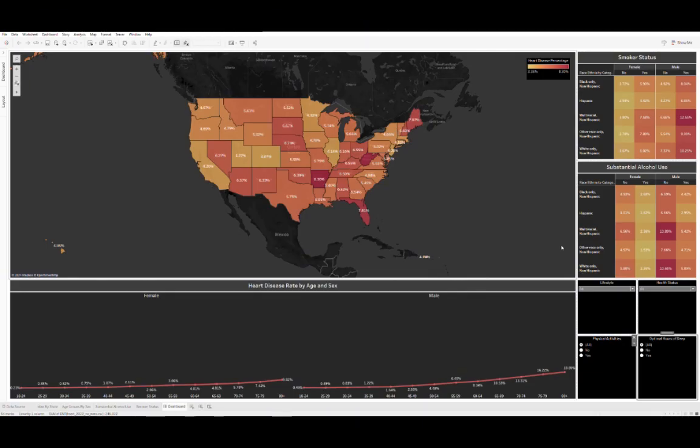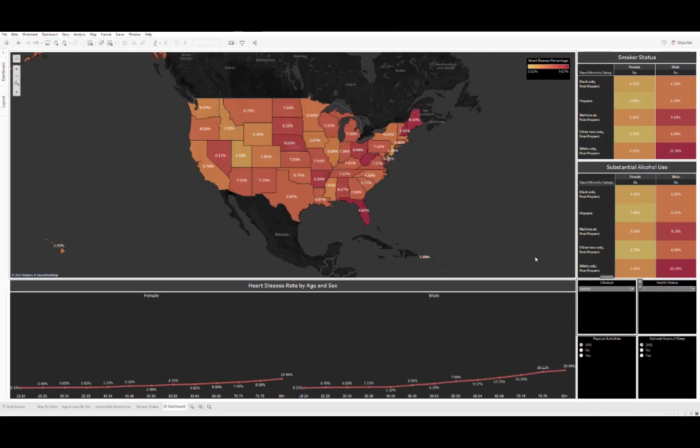For patients that do not consume alcohol or smoke, we can see that the heart disease rates decrease in younger age groups of both sexes, but a rise in older age groups of males.